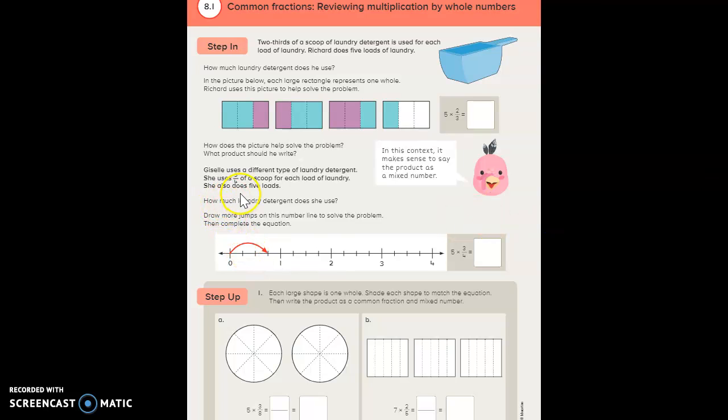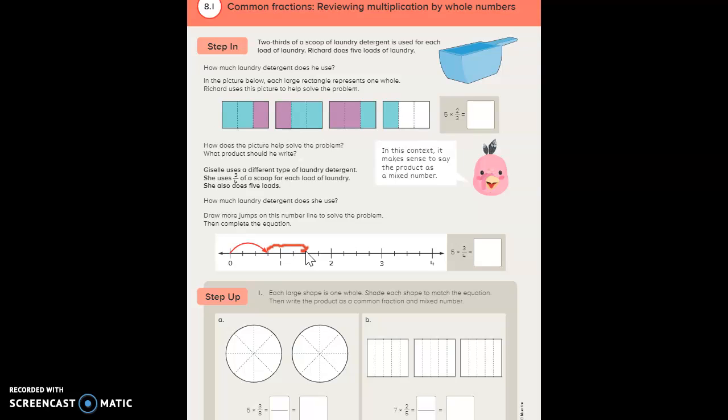So she's using 3/4 of a scoop for each load of laundry, and she's doing 5 loads of laundry. So what they did was for their first jump, they moved it over 1, 2, 3 parts out of 4. So I'm going to do the same thing. I'm going to take my pen tool and also move it 3 parts out of 4. 1, 2, 3. That represents the second load of laundry that she did.